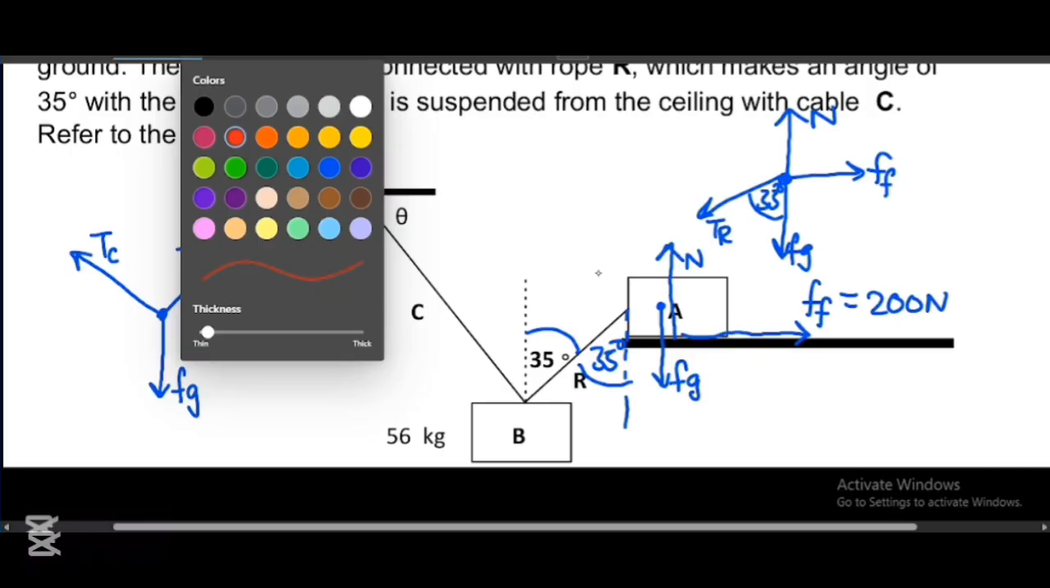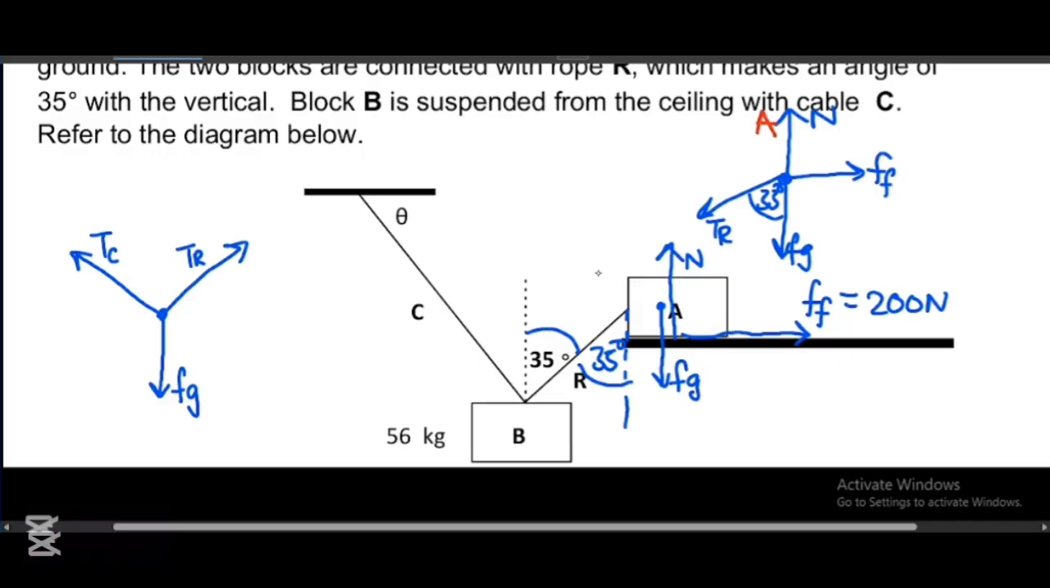So this is for block A and this is for block B, right? Now I would like us to use block A. So I will draw the 2 components for tension R, right? Now cable R will have T cable Rx, the horizontal component, and the vertical component TRY.